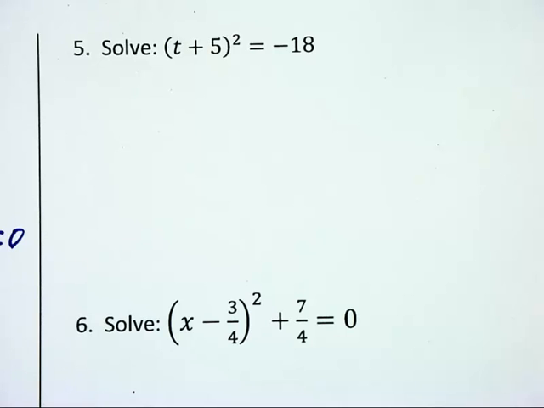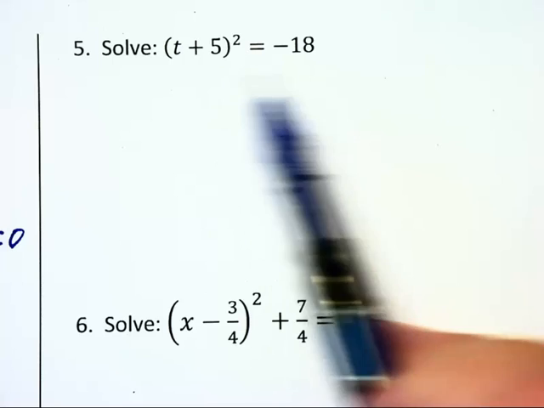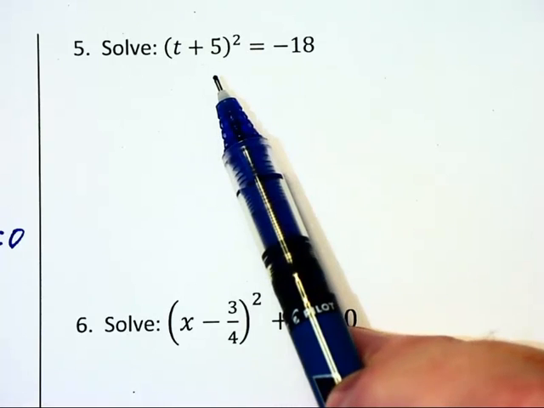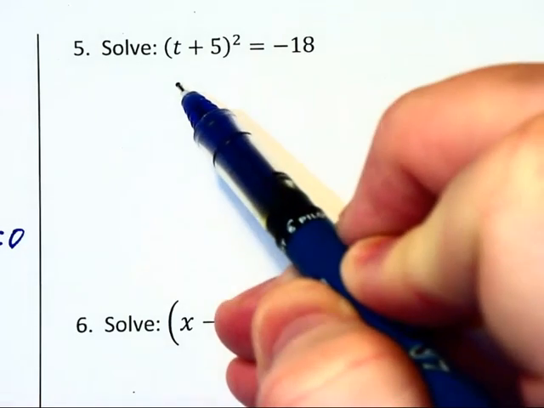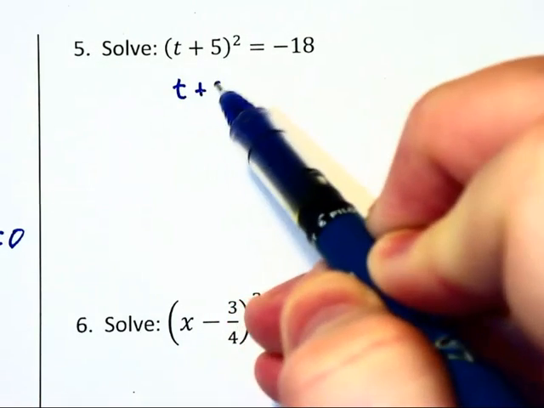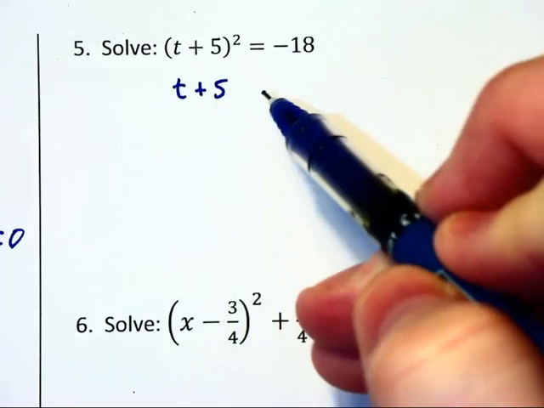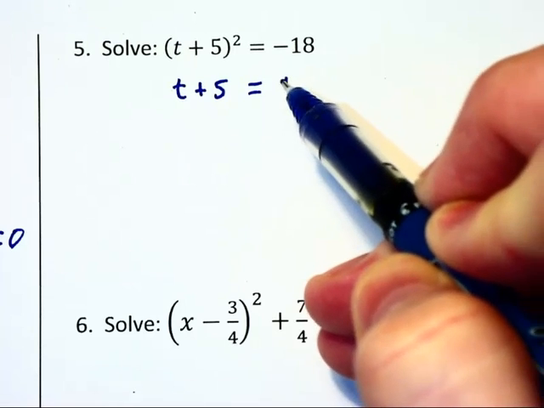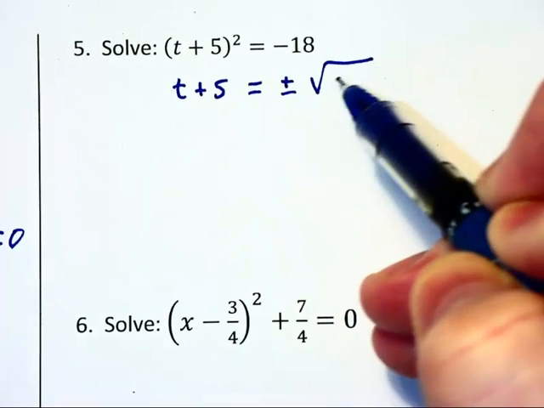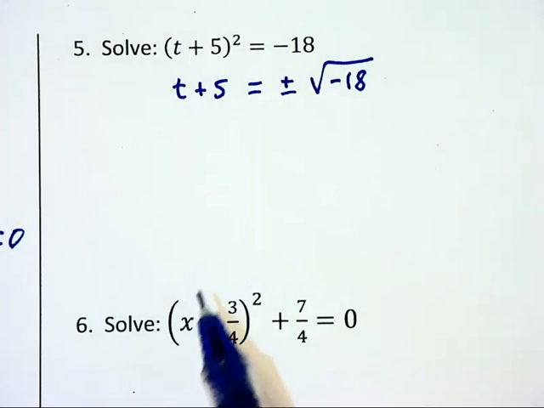Now let's add some extra steps into this problem. This one is just crying out to be square rooted because you have a completed square already isolated on the left hand side. When you square root the left, you get t plus 5. Now technically that is inside absolute values, but we don't like to write those absolute values down, so I'm going to instead write this as plus or minus the square root of negative 18. That plus or minus takes the place of the absolute values.